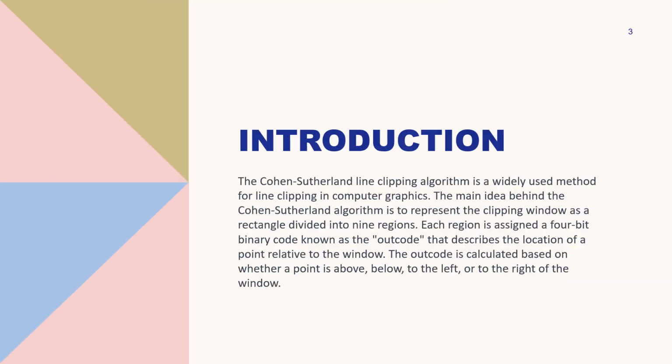So the Cohen-Sutherland line clipping algorithm is a widely used method for line clipping in computer graphics. The main idea behind the Cohen-Sutherland algorithm is to represent the clipping window as a rectangle divided into 9 regions, and each region is assigned a 4-bit binary code known as the outcode that describes the location of a point related to the window. The outcode is calculated based on whether the point is above, below, to the left, or to the right of the window.